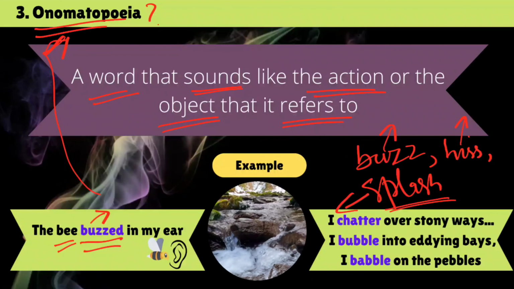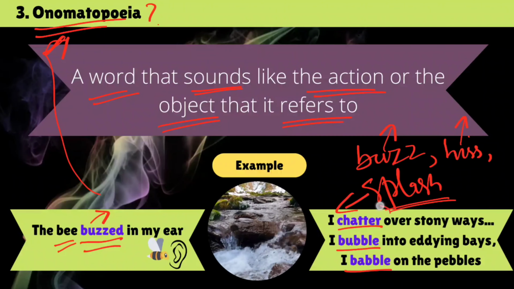Similarly, in the poem, we have some words which refer or represent the water, that is chatter, bubble, and babble. These are the actions that refer to water.